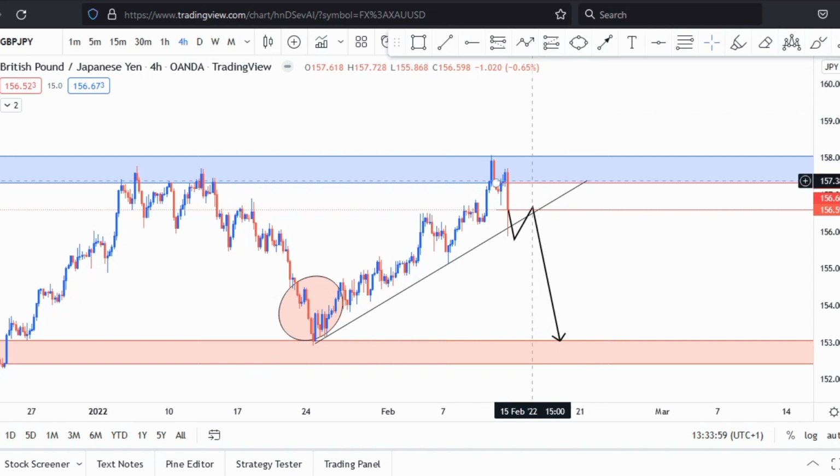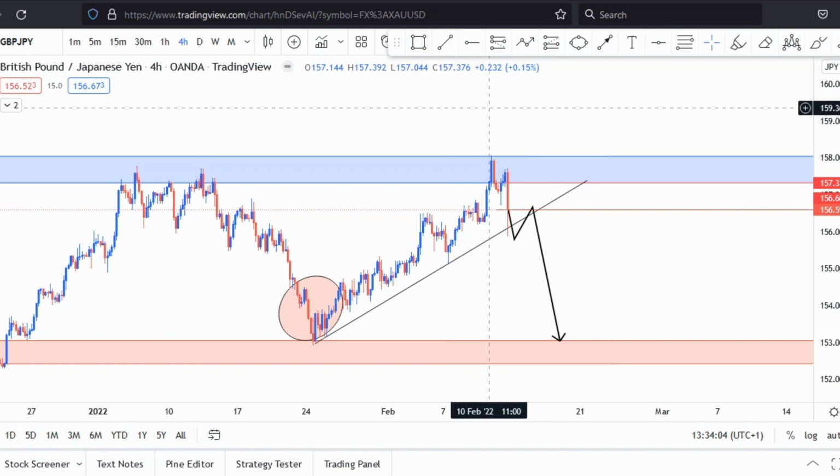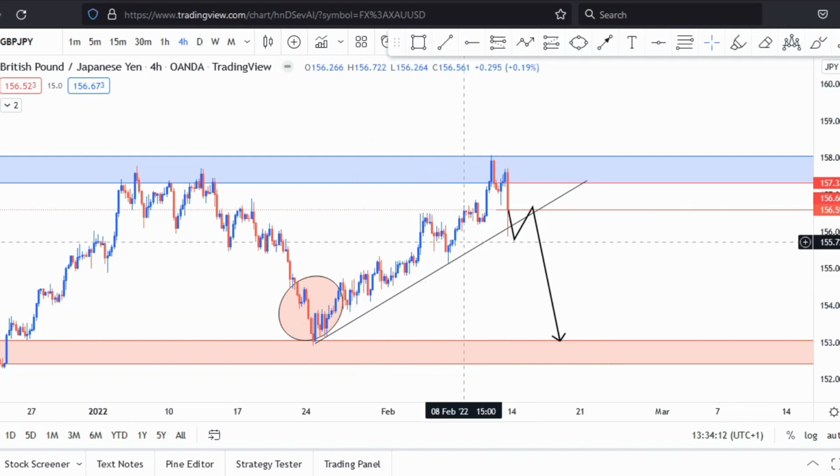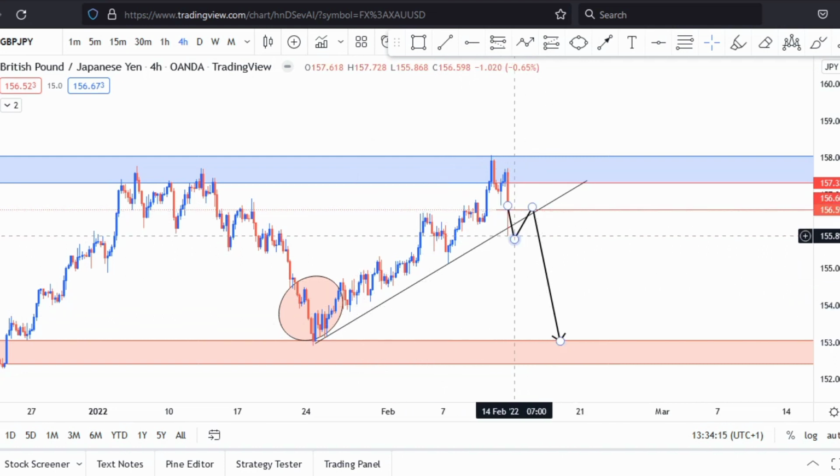Again, there's also that possibility that price could break this resistance level and continue to the top, so you have to be careful. But my general bias for GBPJPY would be bearish, and this is how I'll be looking to trade it on the 4-hour time frame. As I've drawn this trend line, I'll be looking for a break below this trend line and for price to possibly come back to retest it.